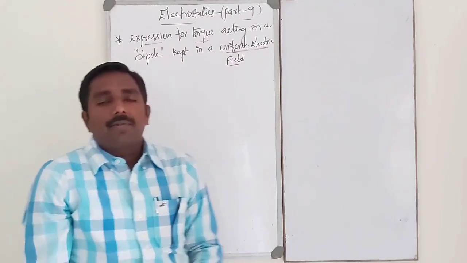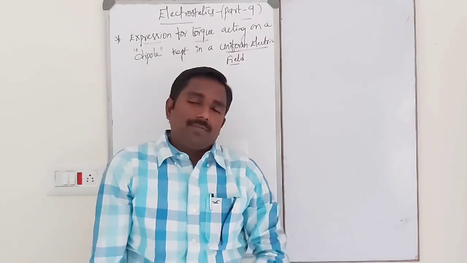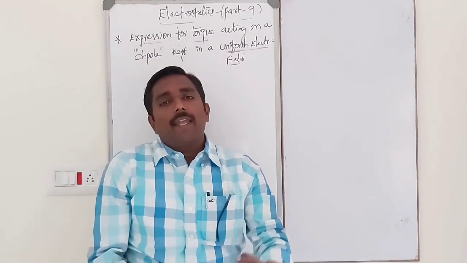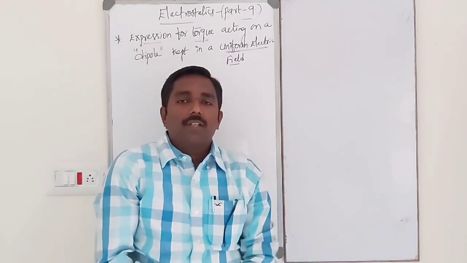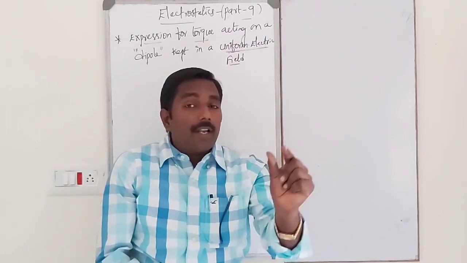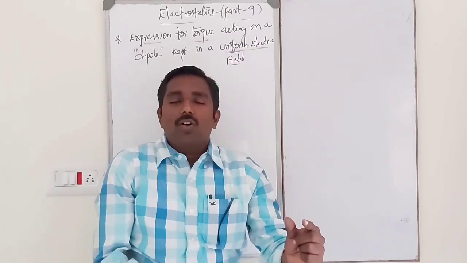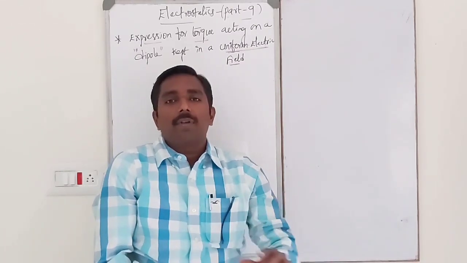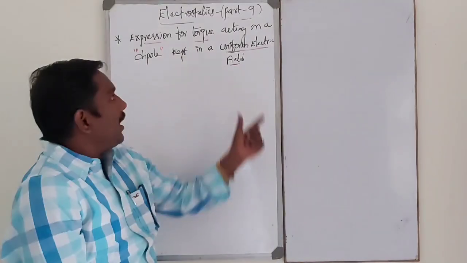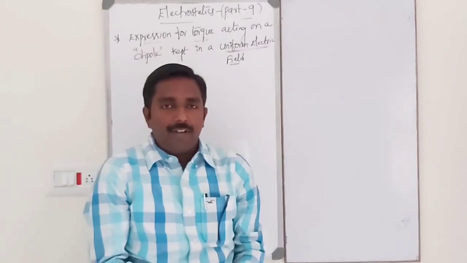So, dear students, what is meant by uniform electric field? Before that, what is meant by electric field strength? Electric field strength at a point in the field is defined as the force acting on a unit positive charge kept at that point. Already we know. Similarly, uniform electric field.